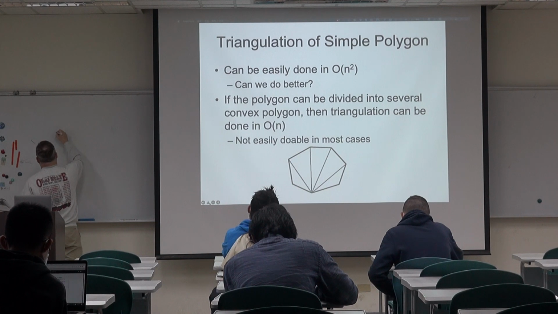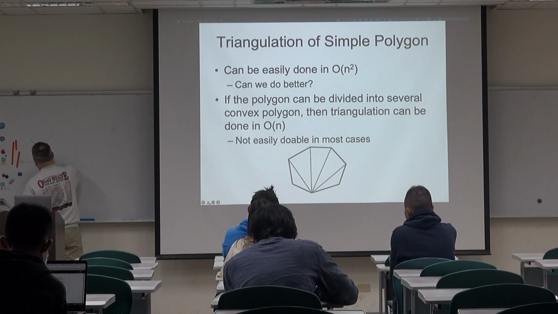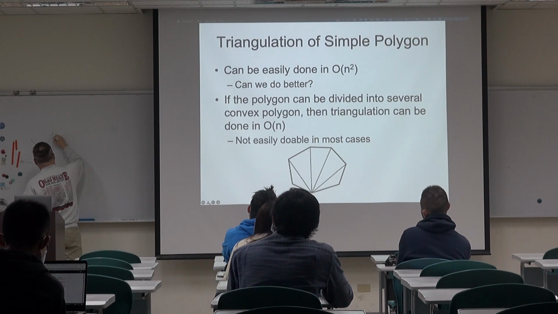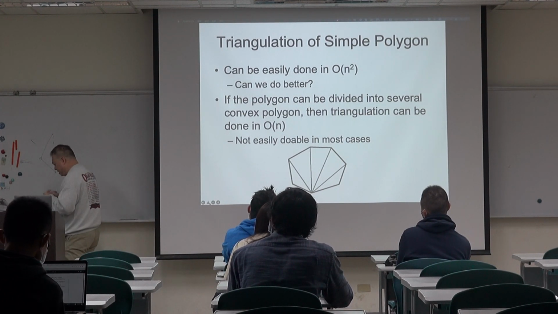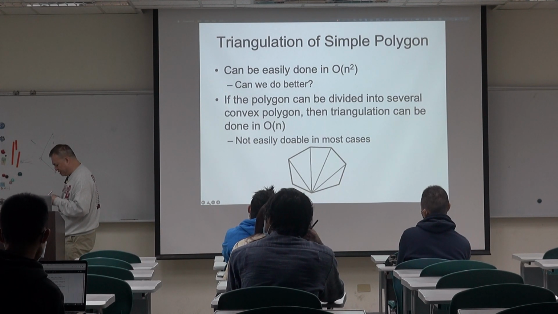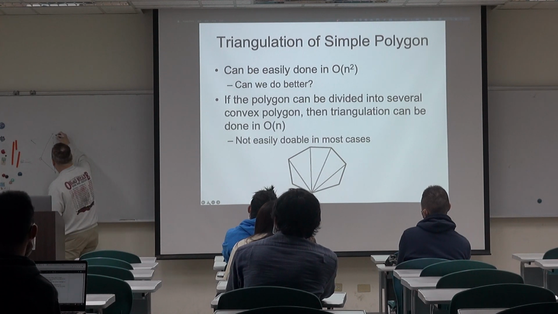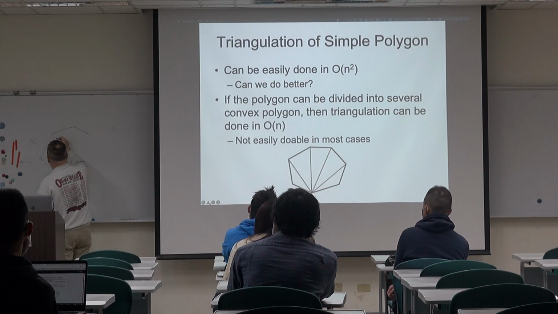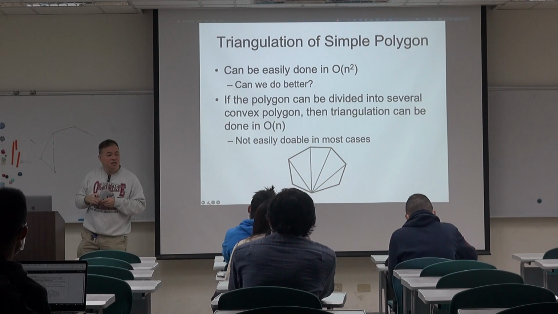Okay, remember, you find the leftmost vertex and you consider this diagonal, and then you try to check this diagonal against all the other sides, right? Check if this one intersects with this, and so on. So you need to do this n-2 checking, right?